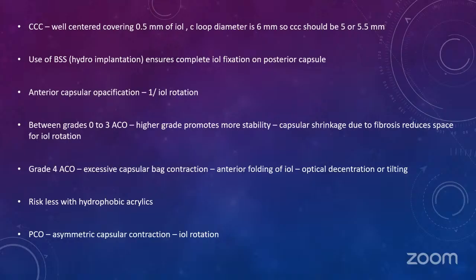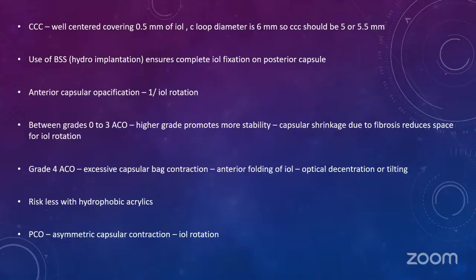So if there is more anterior capsular opacification, there are fewer chances of IOL rotation. Between grades 0 to 3 ACO, a higher grade will promote more stability, because capsular shrinkage due to fibrosis reduces the space for IOL rotation. That is why grade 3 ACO is better as compared to grade 0 ACO.